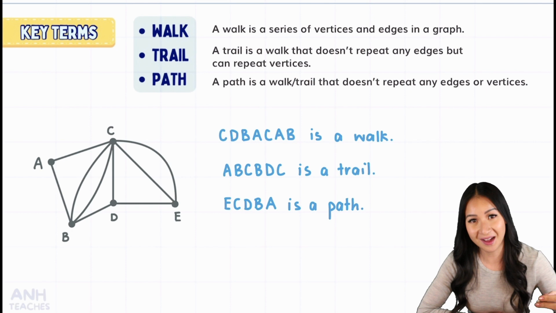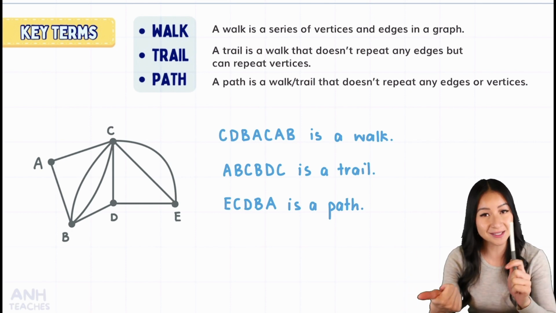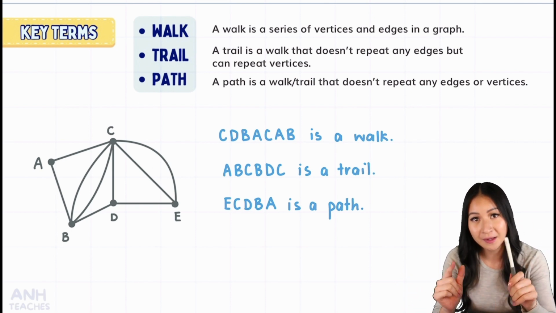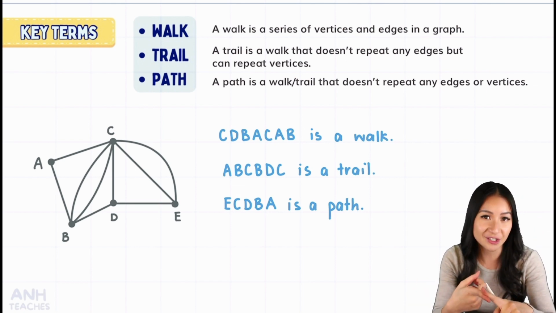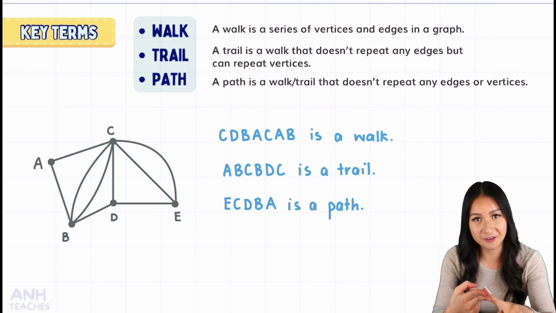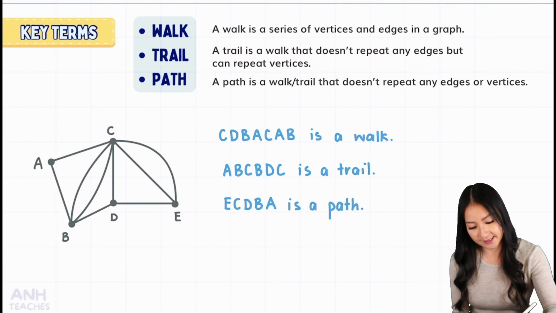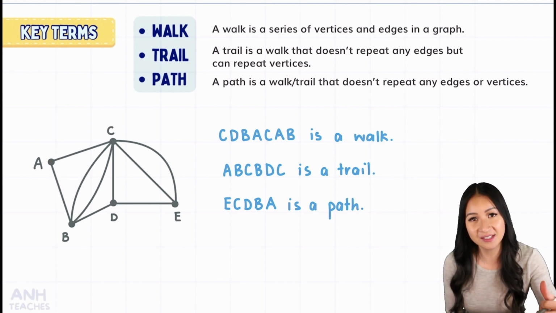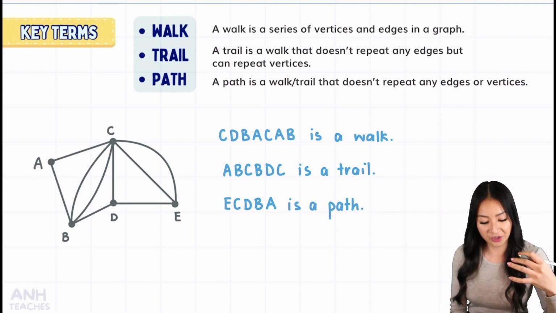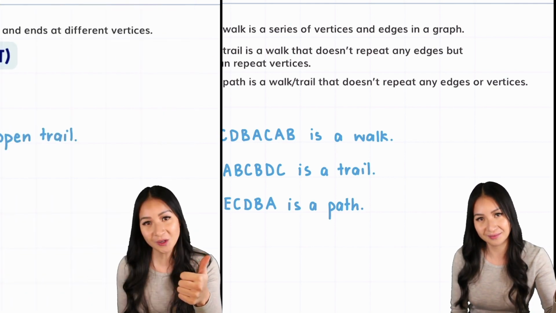Next, we have a path, which again, actually is still a walk and it's still a trail, but there are now two conditions. We can't repeat any edges and we can't repeat any vertices. So an example of a path on my graph here is starting at E, traveling to C, then to D, then to B, then to A. I haven't repeated any edges or vertices, and so this is a path.